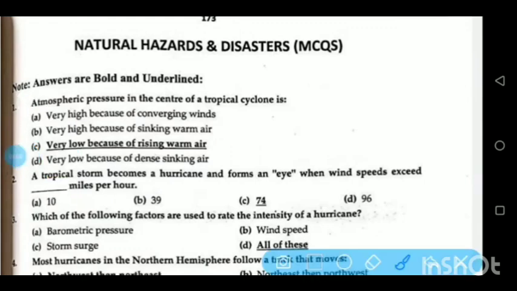Atmospheric pressure in the center of a tropical cyclone is very low because of rising warm air. A tropical storm becomes a hurricane and forms an eye when wind speed exceeds 74 miles per hour. Which of the following factors are used to rate the intensity of a hurricane? Barometric pressure, wind speed, storm surge, all of these.